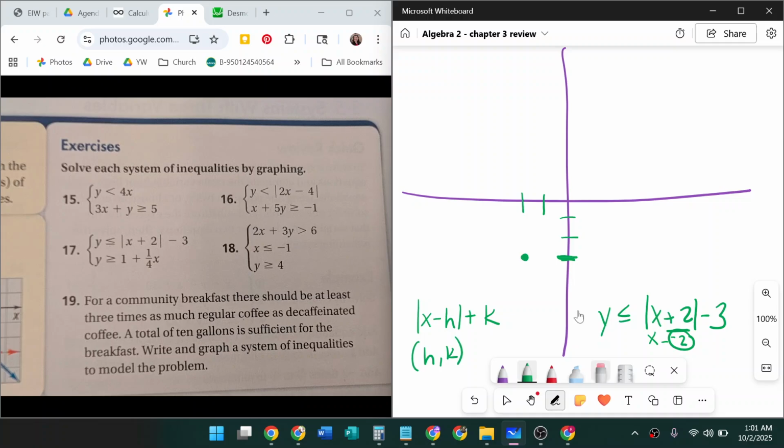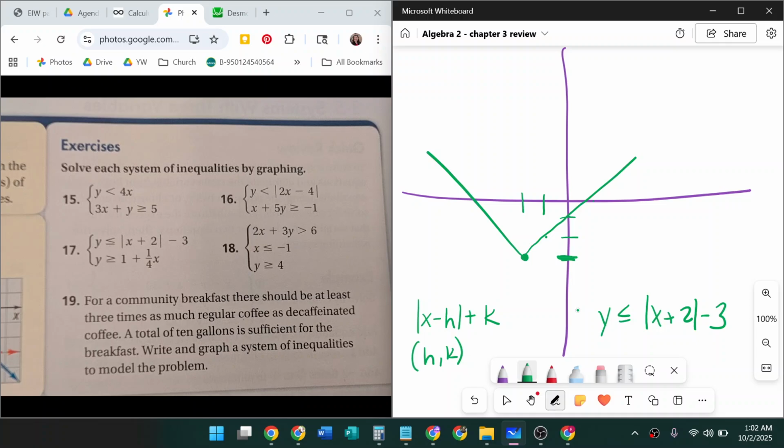So our vertex for this one is -2, because we have to think of this as x minus something. So it's x minus a -2, so h is -2, and then k is -3. So here's our vertex right here. And then there's nothing affecting the x, so it's just going to be up 1 over 1, up 1 over 1, up 1. So it's just going to go like that.